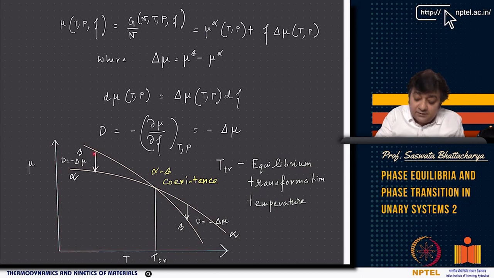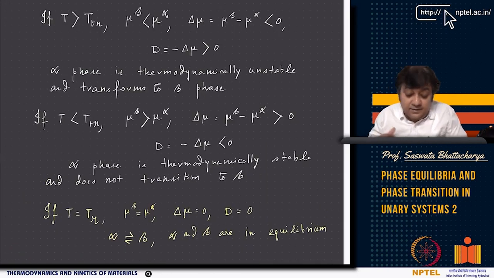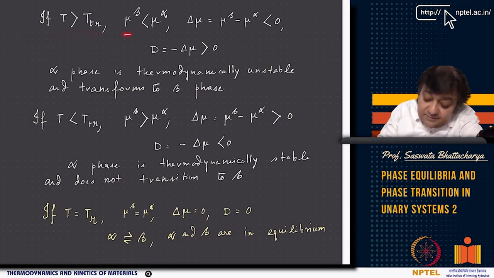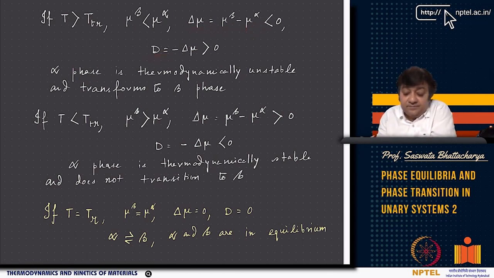So, beta transforms to alpha here and alpha transforming to beta is here, right? Now, if T is greater than transition temperature, as you can see, this is what I have written here, mu beta is less than mu alpha. Delta mu, which is mu beta minus mu alpha, is less than 0. So, D, which is minus delta mu, is greater than 0.